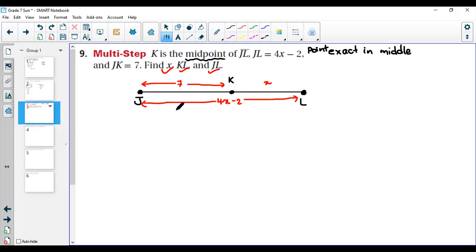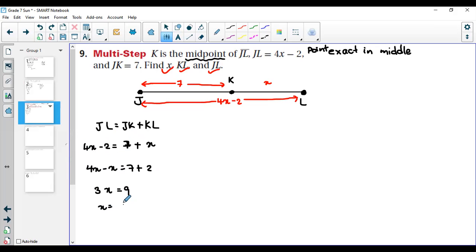Okay. Now, first write the equation. So JL is going to be equal to JK plus KL. So JL is 4x minus 2. We have to, of course, find the value of x first. JK is 7 plus KL is x. Okay. So 4x minus x is going to be 7 plus 2. 3x is going to be 9. X is going to be 9 divided by 3. So the value of x is 3.